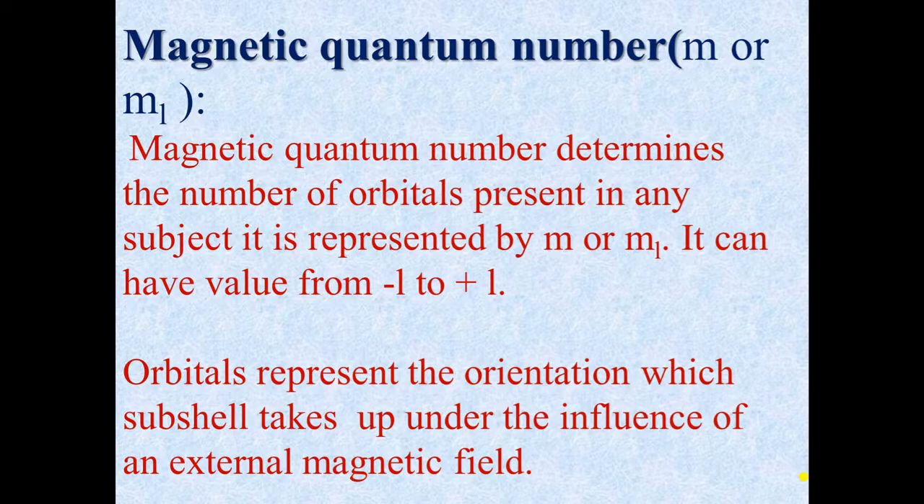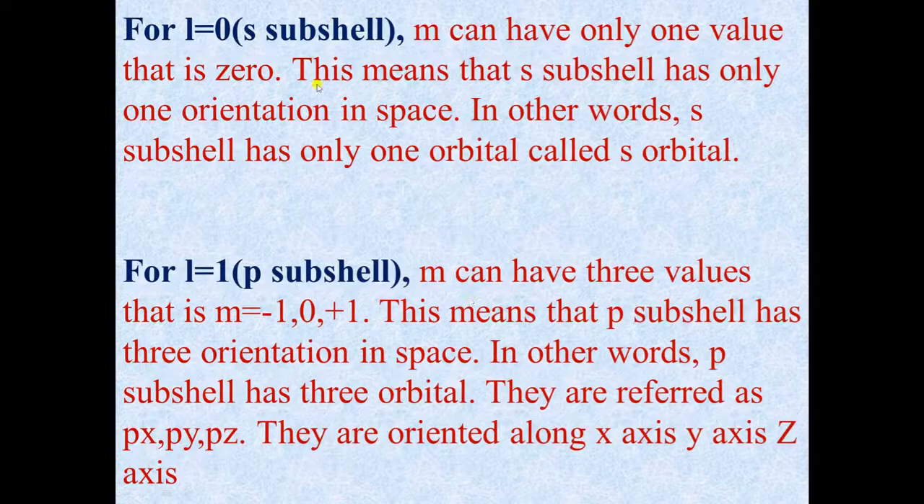Formula to determine value of small m, that means magnetic quantum number, is minus l to plus l. So, if value of small l is equal to 0, that means s subshell, then possible value of m can be plus 0 to minus 0. So that means m can have only one value, that is 0. So it means that s subshell has only one orientation in space in which electron can be found. So we can say that s subshell has only one orbital and this orbital is called s orbital.